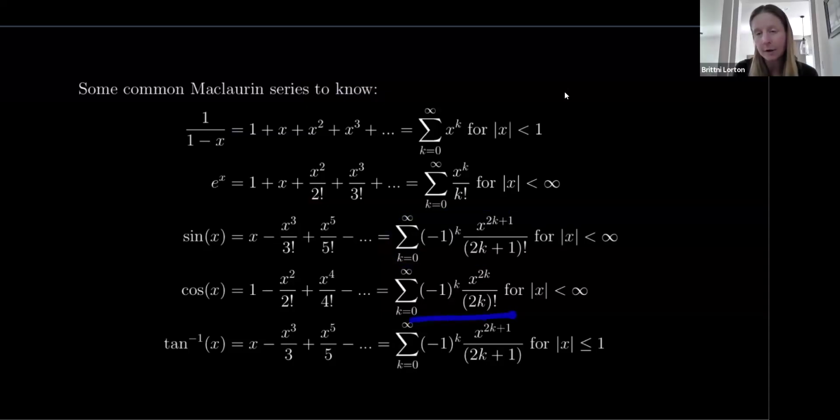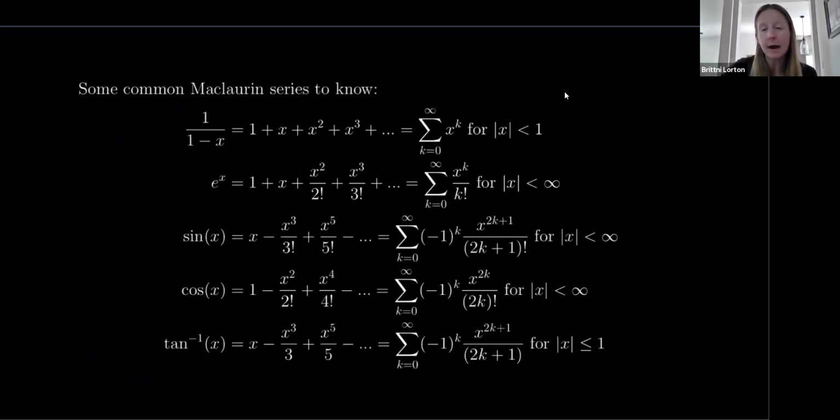Cosine is similar, but cosine was with even numbers or even exponents instead of odd. And then tangent inverse we talked about as well, and it has an interval of convergence between 1 and -1. That one happens to be including the 1 and -1, whereas geometric is not. Okay, so here is a list of some common Maclaurin series that we need to know.